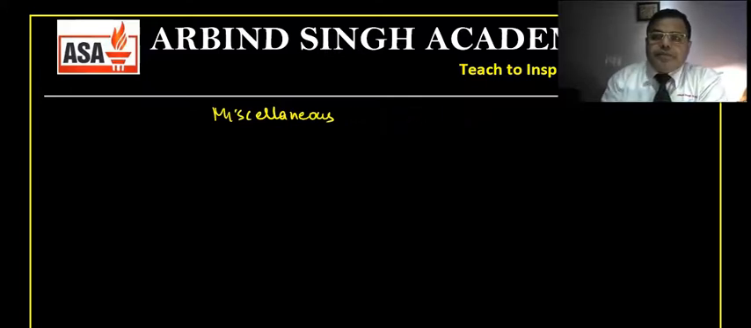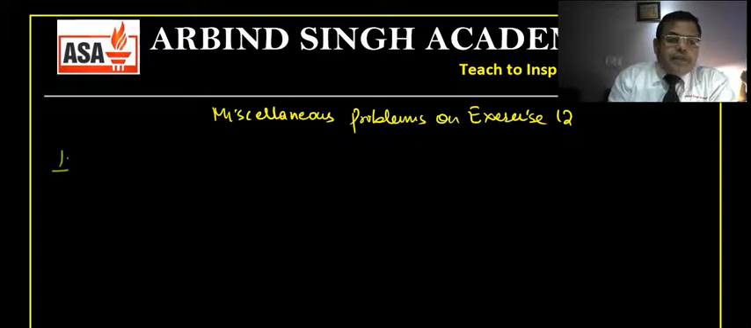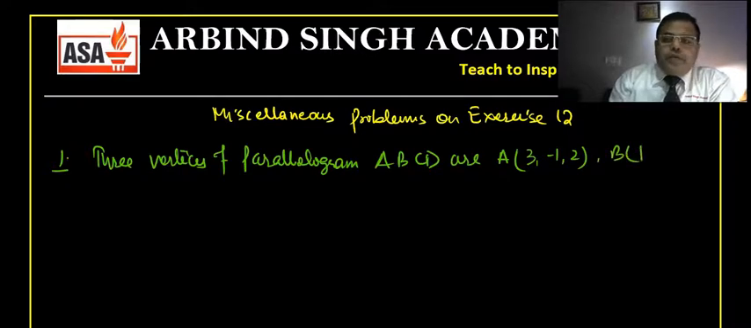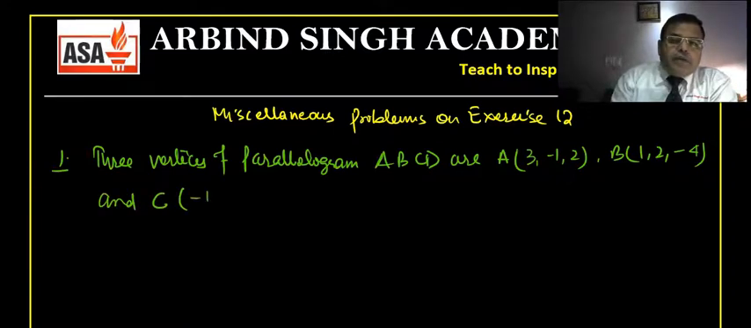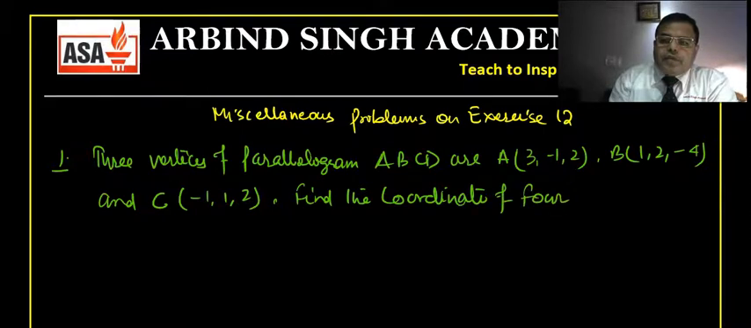Miscellaneous problems on exercise 12. So the very first question is here. Try to understand. Three vertices of parallelogram ABCD are A (3, -1, 2), B (1, 2, -4) and C (-1, 1, 2). Find the coordinates of the fourth vertex.